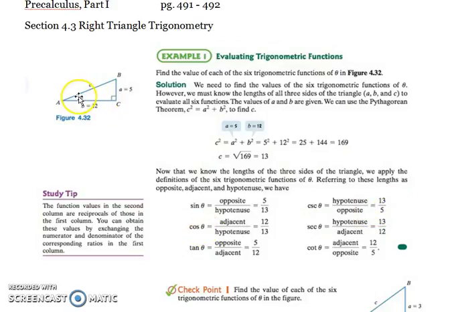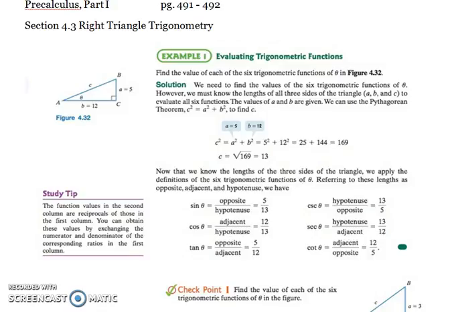Cosine is adjacent, which would be this side, over hypotenuse. So 12 over 13, and again, the secant is just the reciprocal of that. Tangent, you can either do sine over cosine, or you can do the opposite side, which would be that 5 over the adjacent side, which is 12. 5 over 13 over 12 over 13 would reduce to this as well. And then cotangent is the reciprocal of that, which would be 12 over 5.